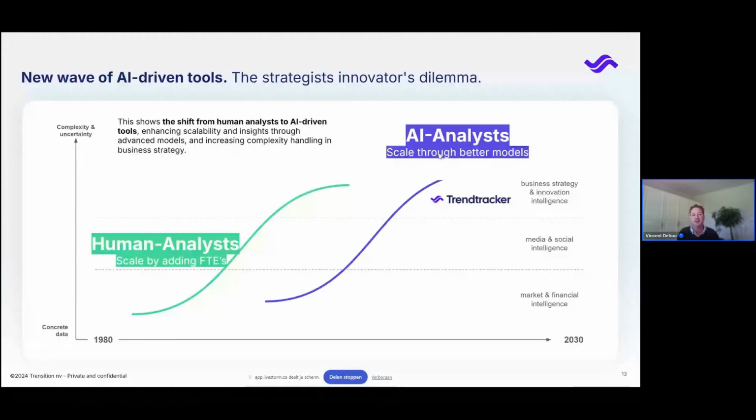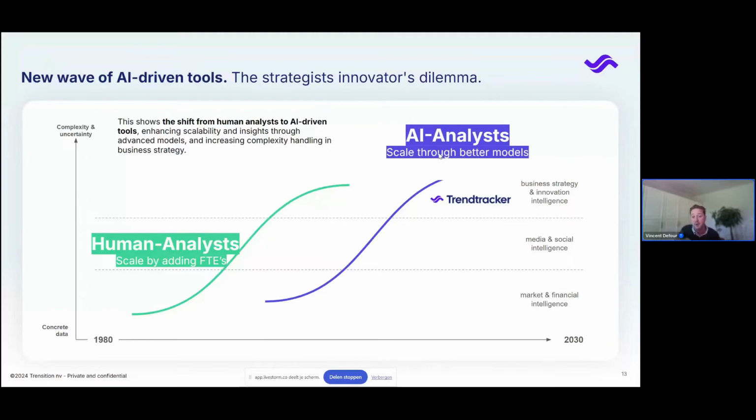Now, we see ourselves as a new wave of innovation, a new wave of technology. If you look at the past, how this typical work was done, it was a human analyst world. And the business model was really, the more people you scale in that model, the more and better insights that you will be producing. But that's a limited model.